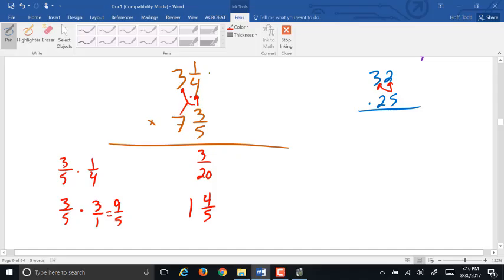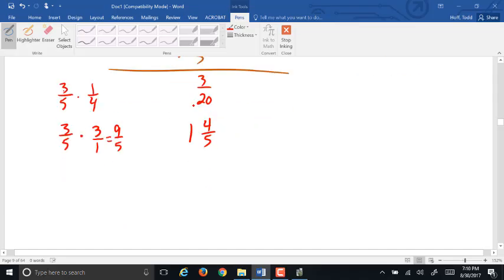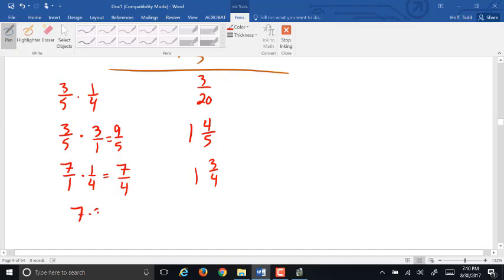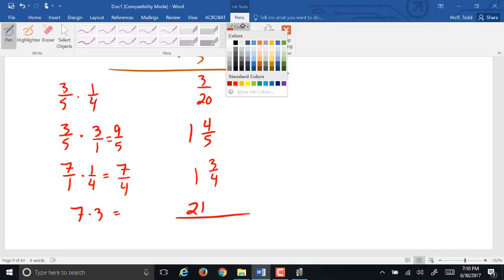Now we move over to the 7. 7 times 1/4. We have to do the same thing. 7 over 1 times 1 over 4. 7 times 1 is 7. 1 times 4 is 4. 7/4 or 1 3/4. And then finally, we have the 7 times 3. 21.